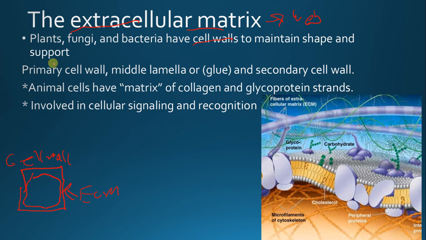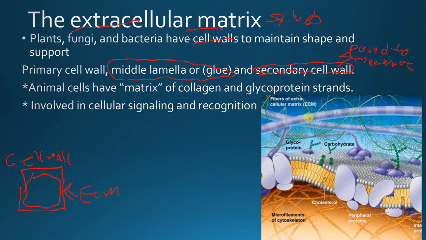So in plant cells and fungi and bacteria, they have a primary or really thick cell wall, and a middle lamella, which is like the glue that holds their big, heavy outer cell wall and their secondary cell wall, their thinner cell wall that's bound to the plasma membrane.